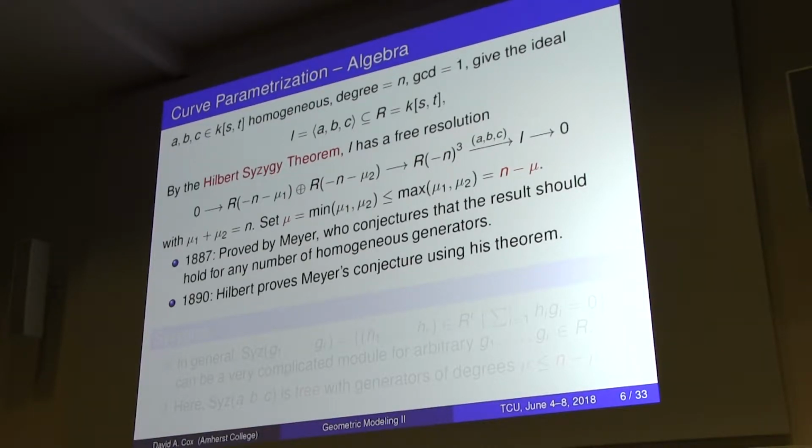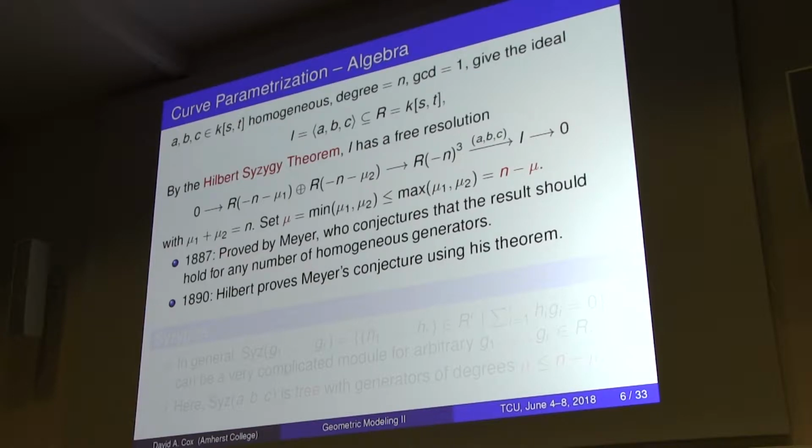Then you do a little Hilbert polynomial calculation and you discover that this free module has the twists minus n minus mu1 and minus n minus mu2, and the sum of these mu's has to be n. And in geometric modeling, it's customary to set the smaller of these to be mu, and then of course the larger will then be n minus mu because their sum is n.